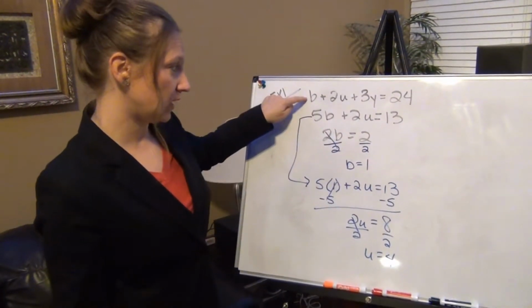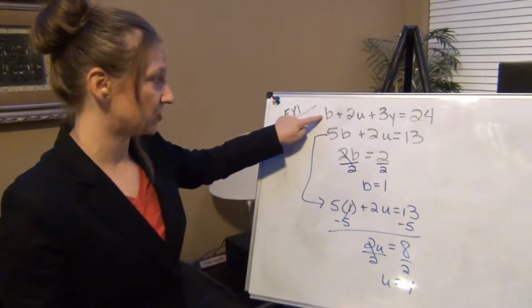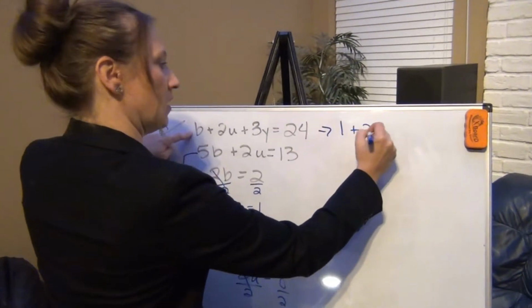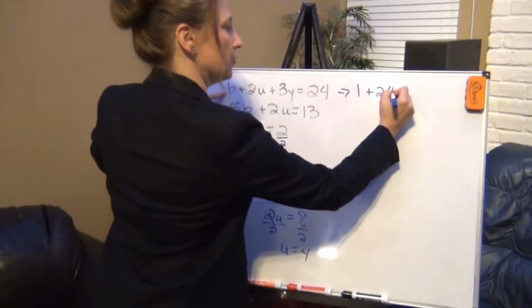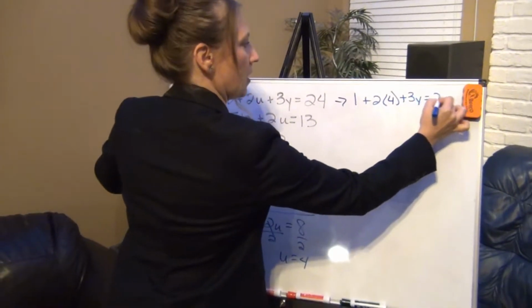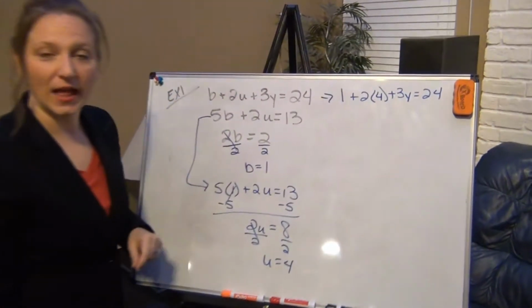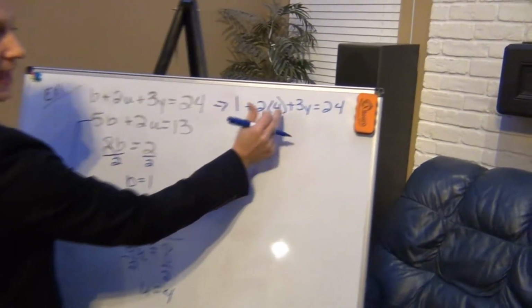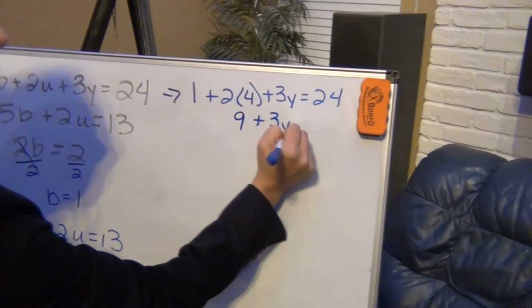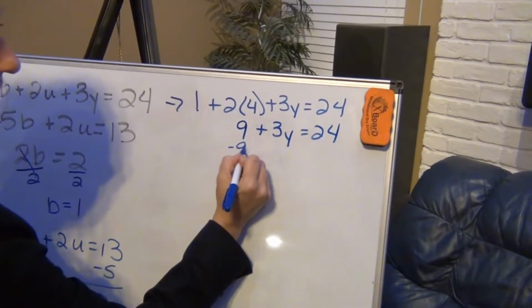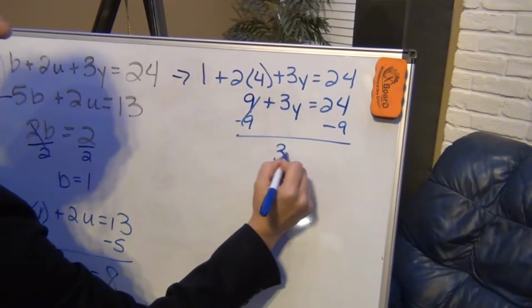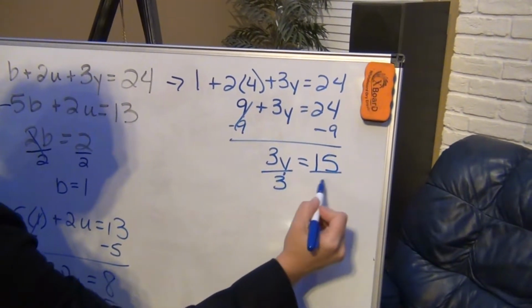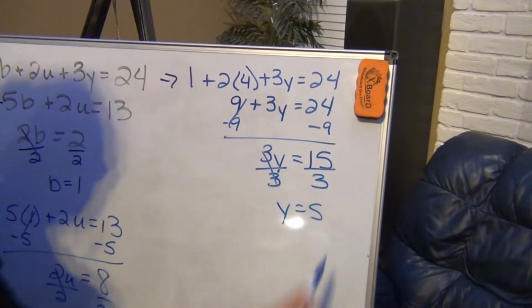So the only one equation that has a y in it is the first equation, so I have to use this one. So I'm going to plug in 1 for the b. I'm going to plug in 4 for the u. And the only variable I have there is y, so I'm going to go ahead and solve for y. So 1 plus 8 is 9. Subtract 9. So that leaves me with 15. Divide by 3, and y is 5.